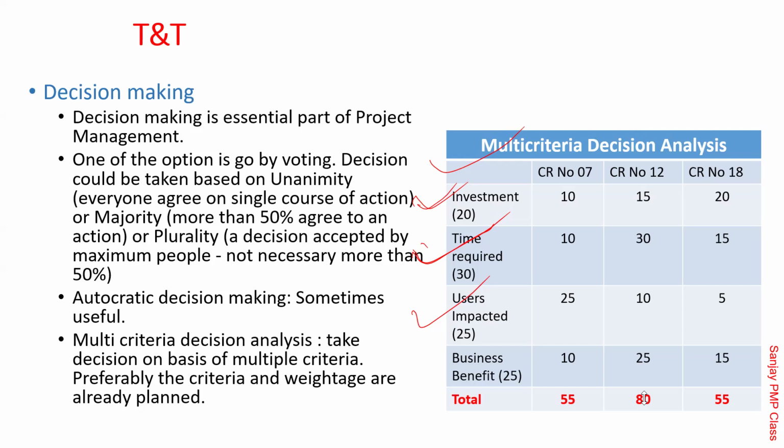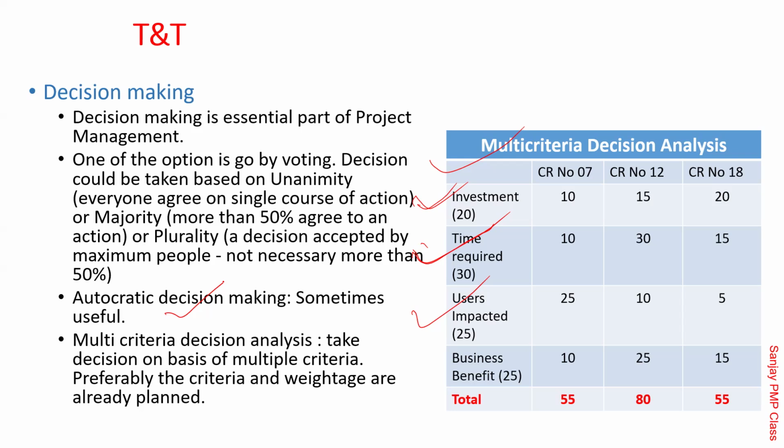We may not make a spreadsheet like that, but finally we do it. Autocratic decision making, this is sometimes useful. One of the decision making techniques is autocratic. The name of this particular technique in the last version was called dictatorship. It was called a dictatorship way of doing things. So in this version they have made a change and started calling it autocratic.